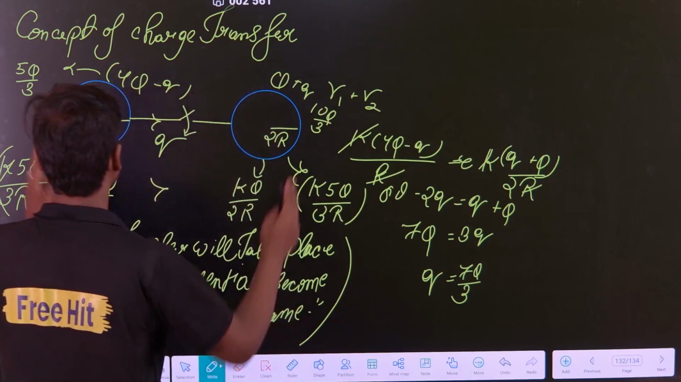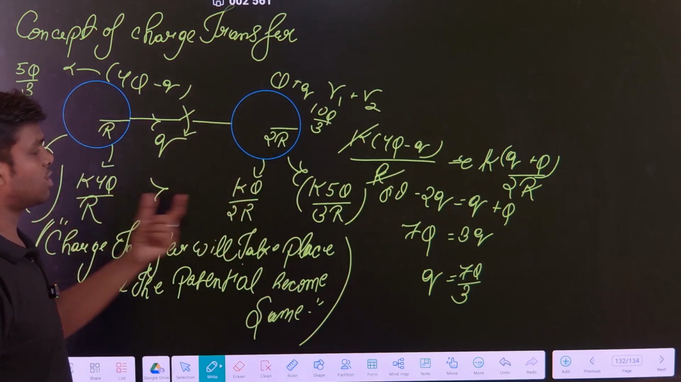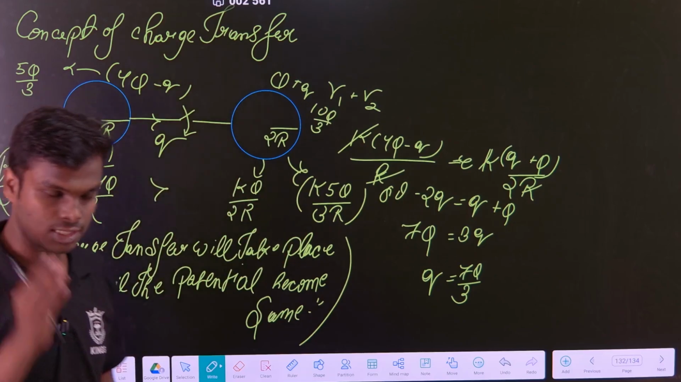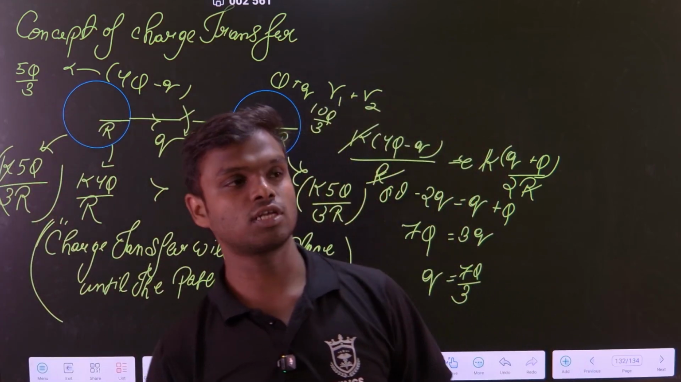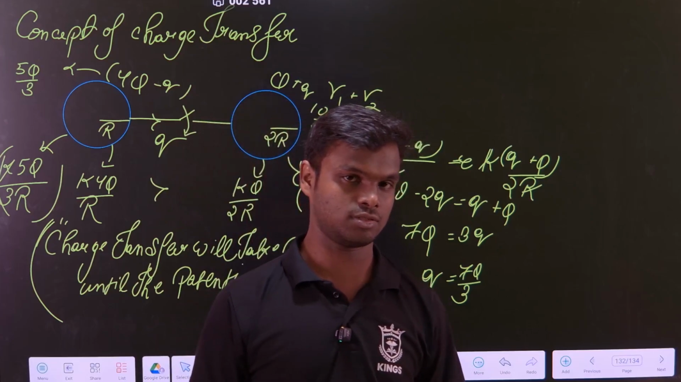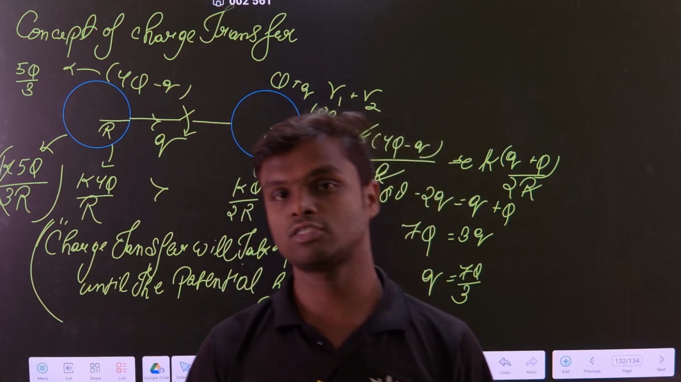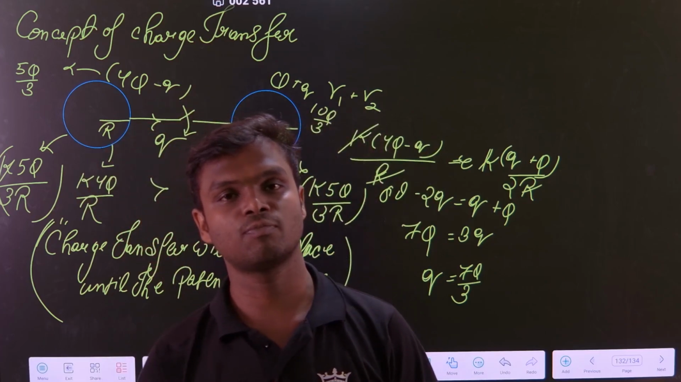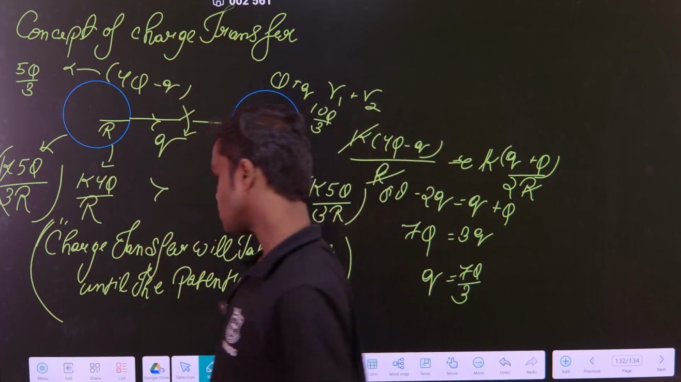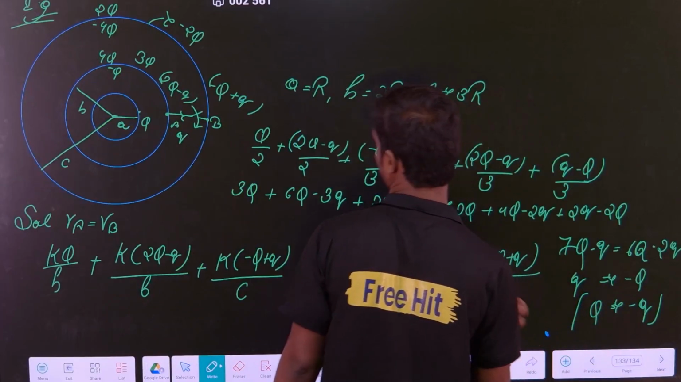As you can see, both the charges are not the same, but if you calculate the potential, the potentials are exactly the same now. That is the concept. When we connect two spheres or two conductors, when will the charge transfer stop? The charge transfer will stop when the potential of both the conductors becomes the same. That is a small concept, and I hope everyone knows it.